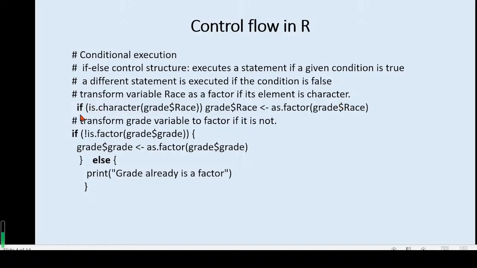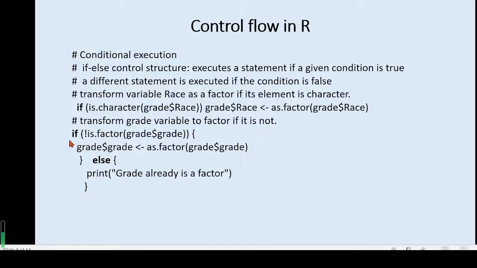Then the statement is if, then inside the parentheses is a conditional test, is.character. So if the data frame grades' race variable column is character type, then we transform this variable to a factor variable, and transform the grade variable to a factor if it is not.